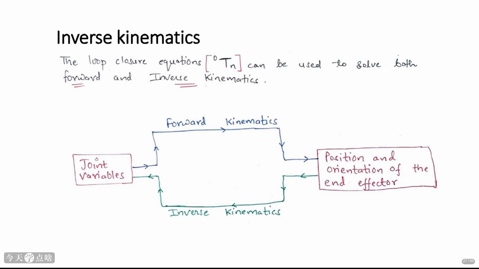Forward kinematics goes from joint variables to end effector pose. Inverse kinematics does the opposite. Solving inverse kinematics is generally much harder than forward kinematics. It's often non-linear, and there might be multiple solutions, or even no solution at all, depending on the robot's configuration and the desired pose.